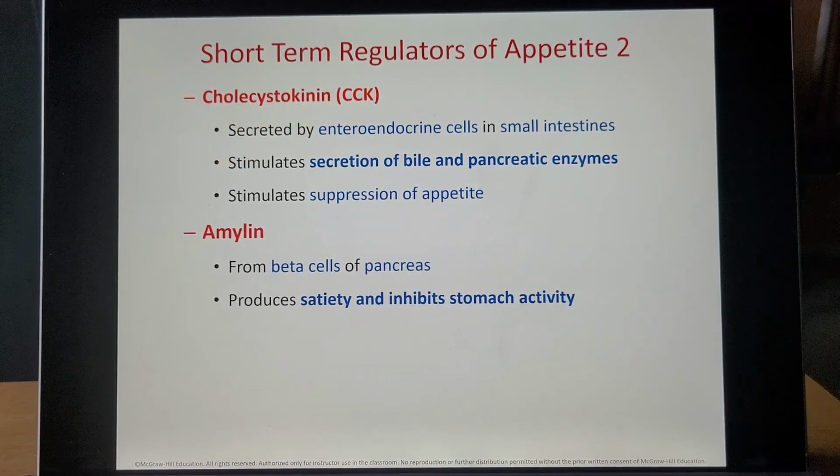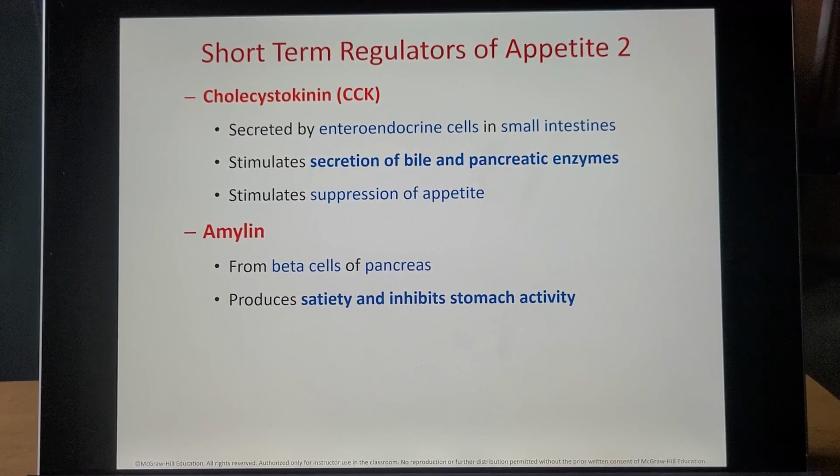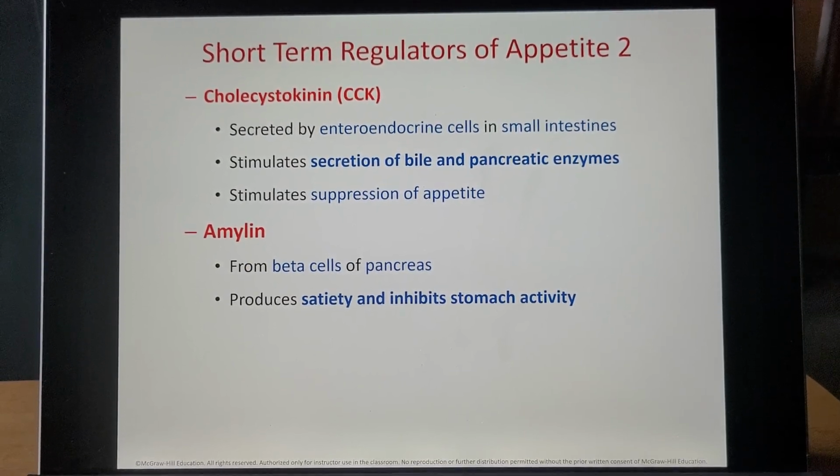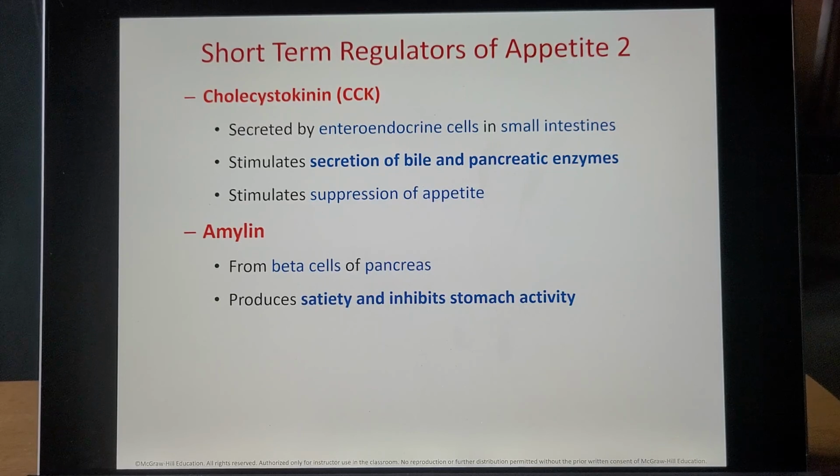Other ones, so cholecystokinin, so CCK for short, released by the enteroendocrine cells in the small intestines, stimulating the secretion of bile and pancreatic enzymes. This is also an appetite suppressant. So as you have filled the stomach, it's digesting, we're starting breaking down stuff. Stuff is going into our small intestines. You're like, okay, we should have enough food. We're good. We're digesting stuff. We're moving stuff along. So yeah, you can stop eating now.